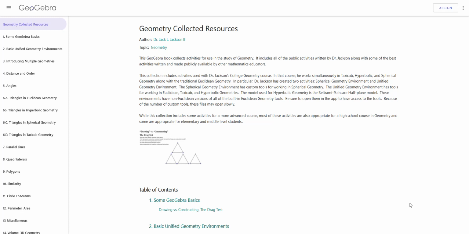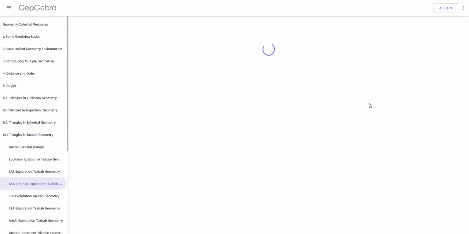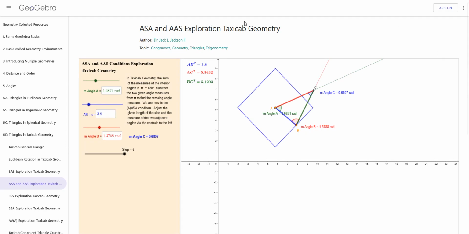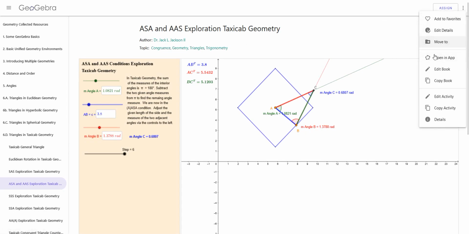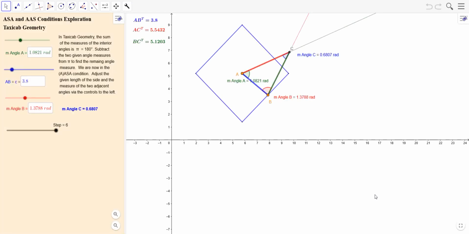Let's continue our exploration of the ASA condition, but this time let's look at it in taxicab geometry. So I'm going to open this app that we have here, and I'm going to open it in the app like this. I'm actually going to look at angle-side-angle and angle-angle-side conditions together.